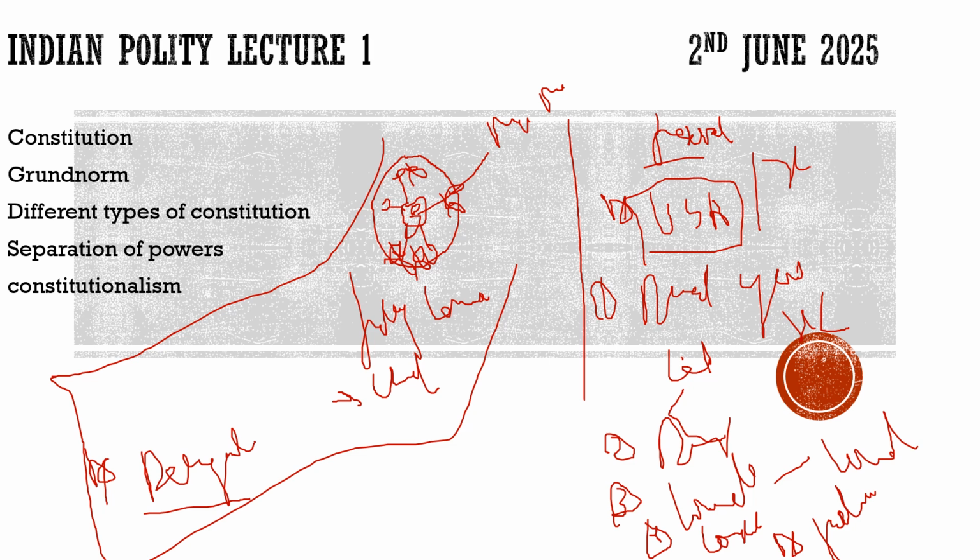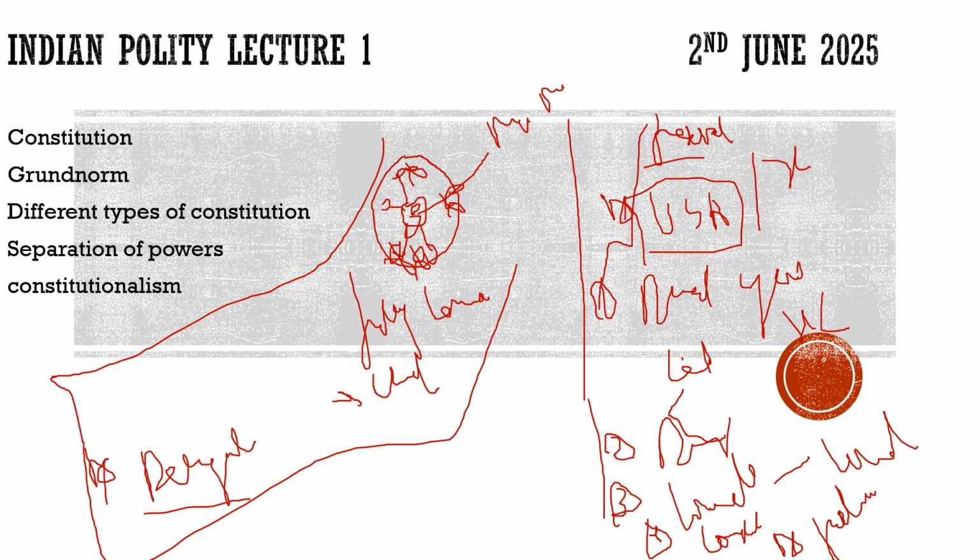The judiciary should be unbiased. It should not come under any pressure. It should not come under the impact of the media. It should be very much unbiased. If these features are found in any constitution or in any country, then we call that particular country federal in nature.